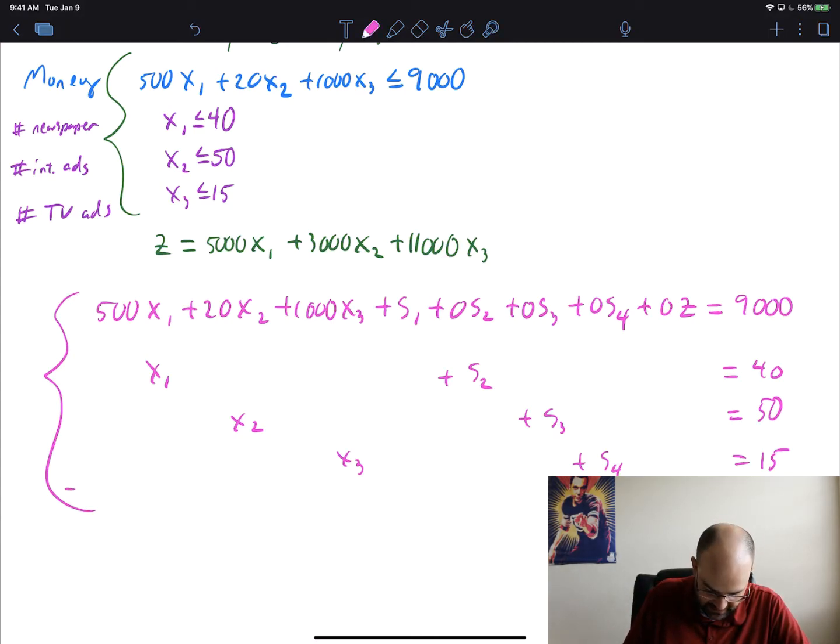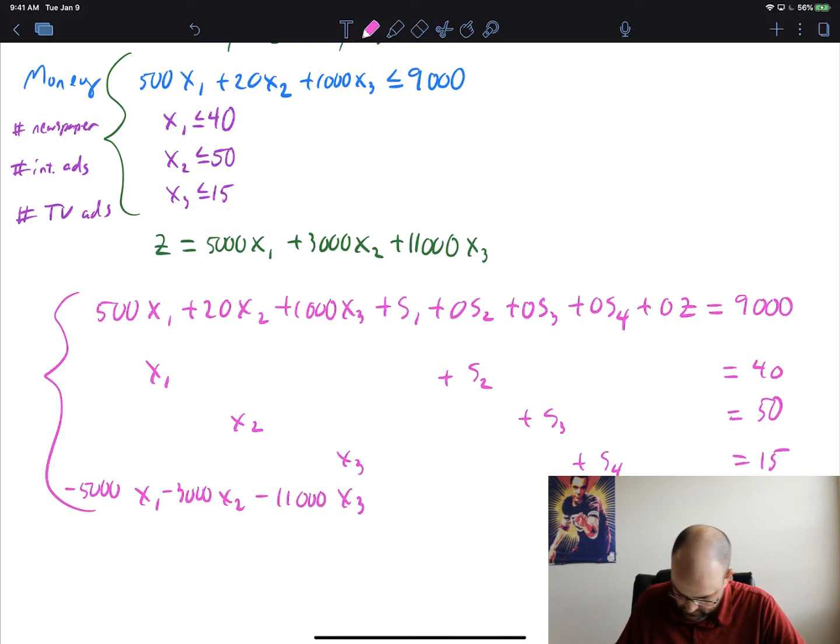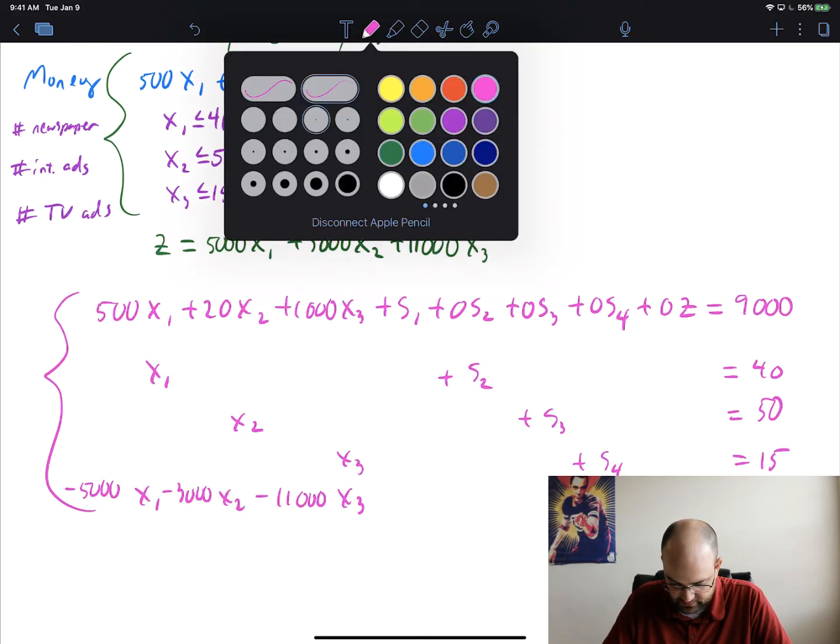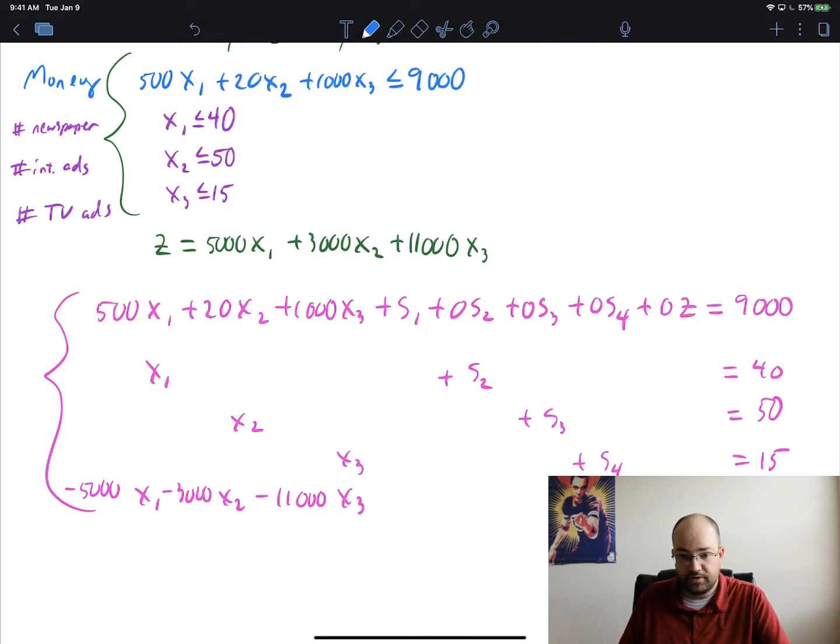That's going to make that negative 5,000 x1 minus 3,000 x2 minus 11,000 x3 plus z all equals 0. Now notice I didn't account for all of the zeros in here. It's a little bit weird to do so, so I kind of left it off. But if you want to see it, here's what it would look like.